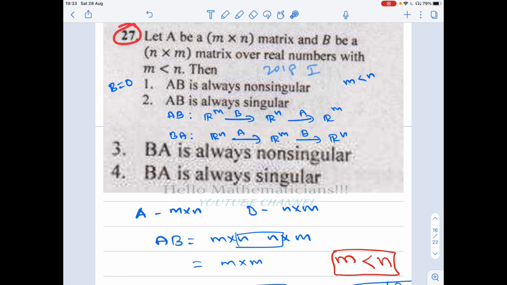So it is a Part B problem, so you cannot spend more than 2-3 minutes. Let's see how to approach this problem.